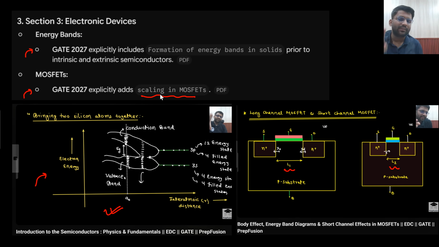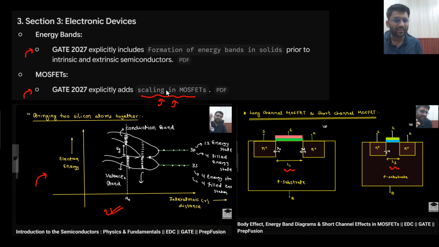This particular topic has been covered by Naresh Imani sir, IIT Hyderabad, in their EDC playlist. This is there in Neamen's book as well. And when I was teaching MOSFETs, I completely taught everything about this topic, short channel effects and everything. So nothing new, we have already studied it.